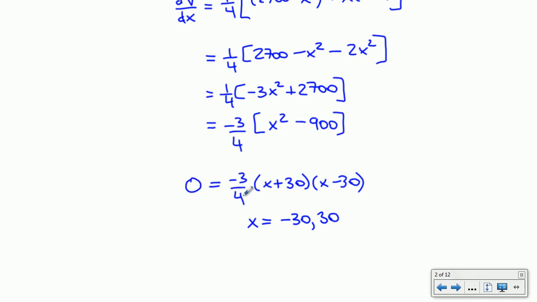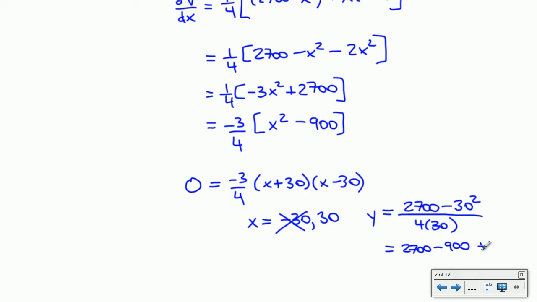If I set the derivative equal to 0, those are my two possibilities that will make the whole right side of the equation 0. Now, I don't know about you, but I've never seen a box with a negative dimension, so we can probably safely eliminate that option. And that means that y is going to be (2700 minus 30 squared) divided by 4 times 30. So that would be 2700 minus 900 divided by 120, giving me 15 centimeters. And the length and the width should be 30 centimeters.